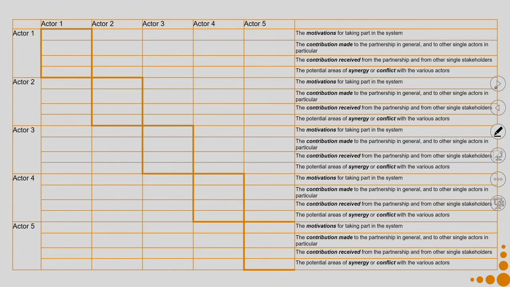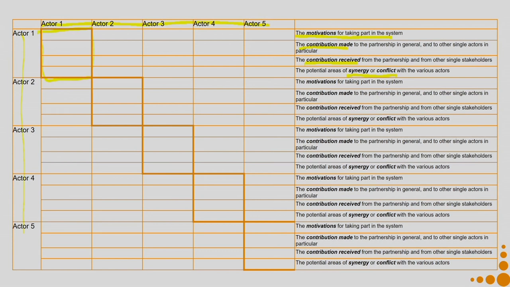So this is how the diagram will look. You will place all your actors on the horizontal as well as on the vertical axis. On the vertical axis, for each actor you will make four columns: one for motivation, one for contribution made, one for contribution received and one for synergy or conflict. Here you can see the highlighted boxes. This is for actor one.